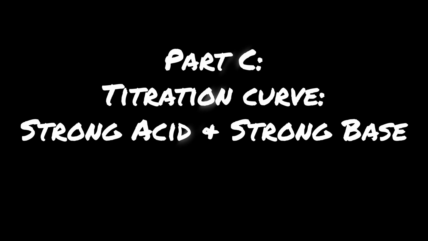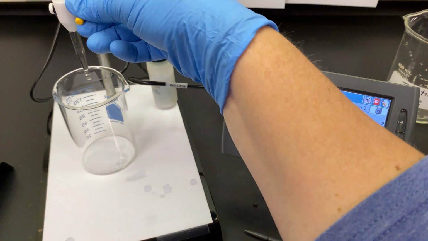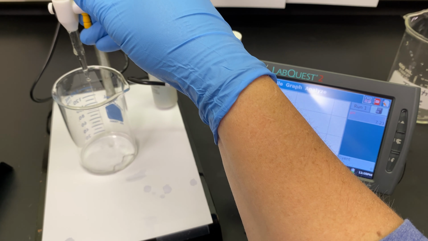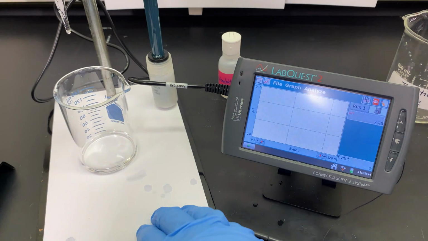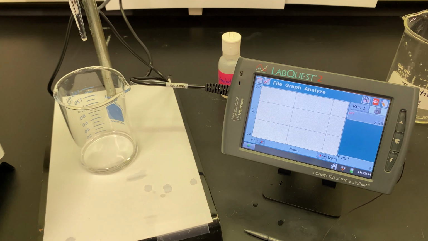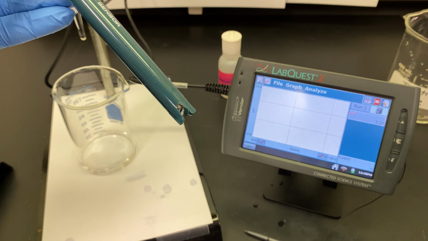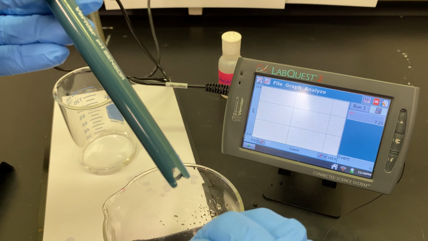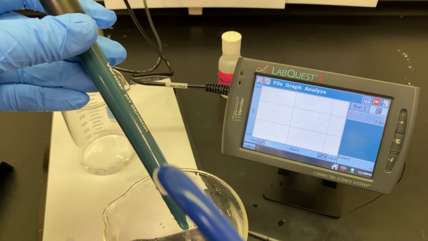Part C, Titration Curve with a strong acid and strong base. Using a clean burette, measure out 20.00 milliliters of 0.1 molar HCl into a 150 milliliter beaker. Remove the pH probe from its storage container, wash with deionized water into a waste container, then place the clean probe into your reaction beaker.